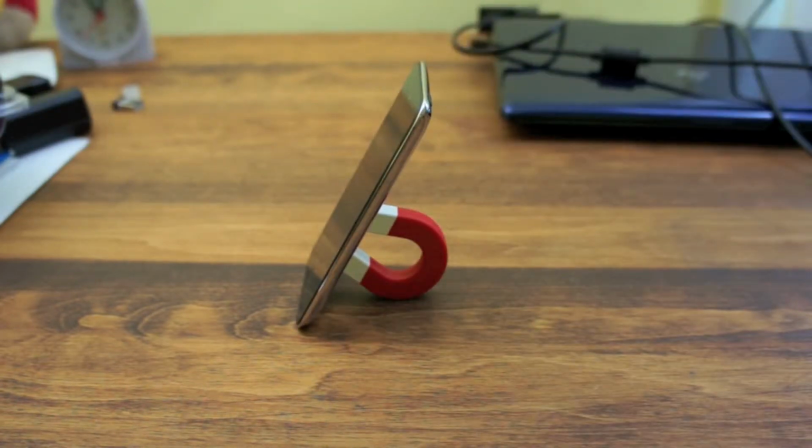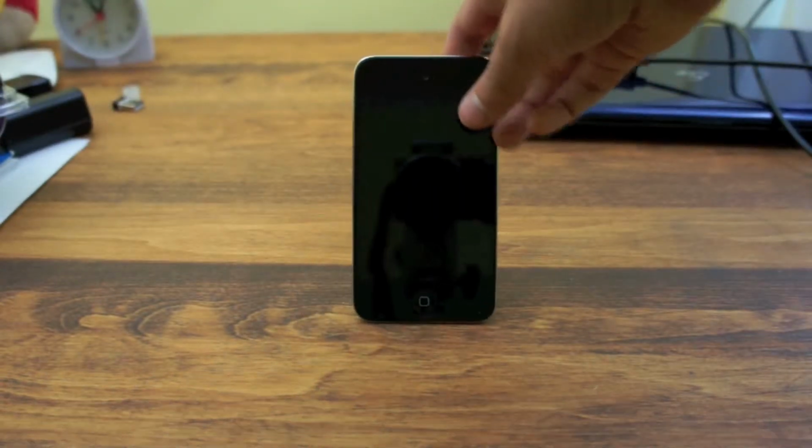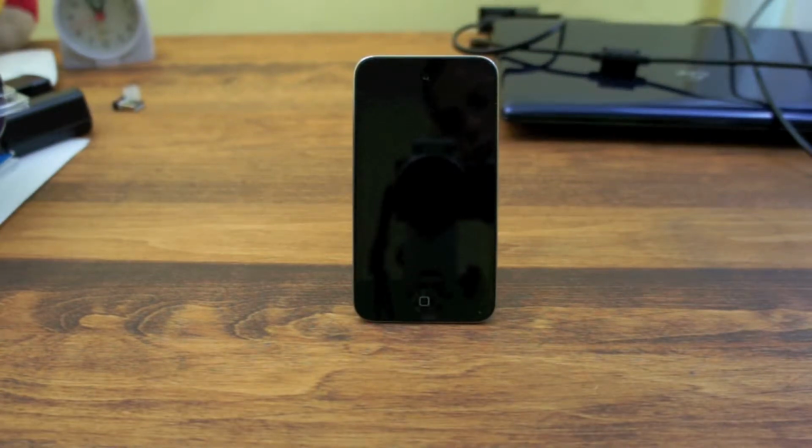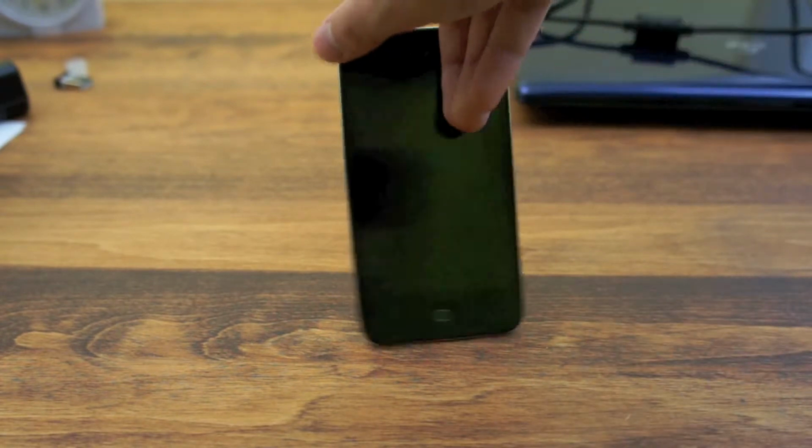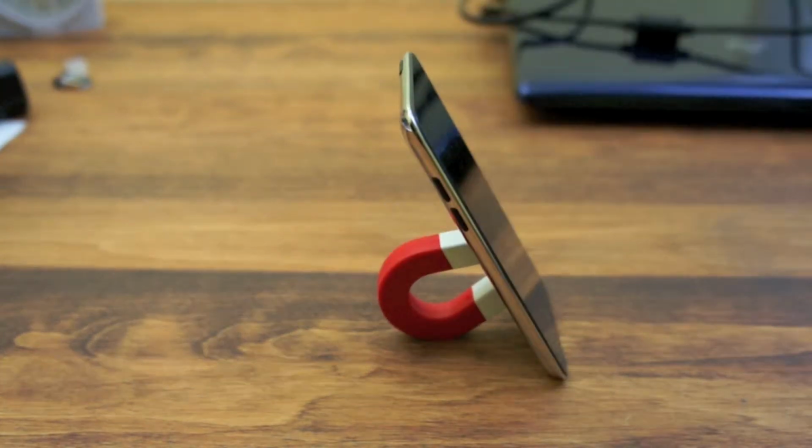And it is a stand. It's very handy. Decently nice looking, I guess you could say. It's really handy. You can do that.